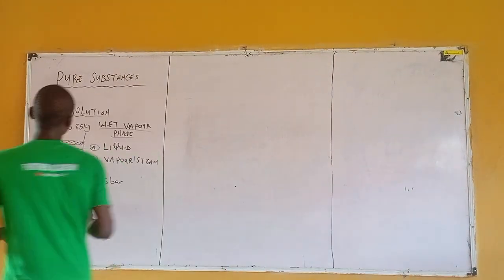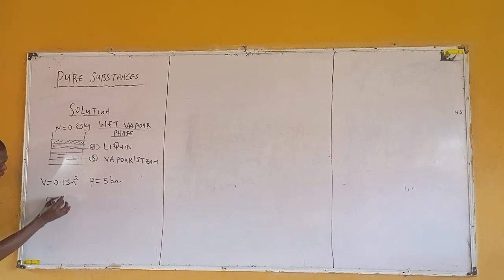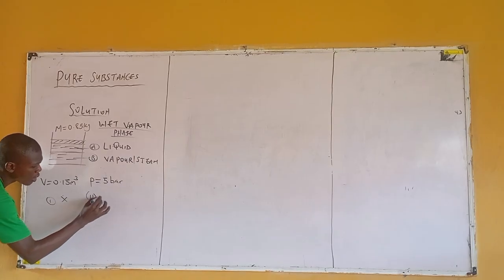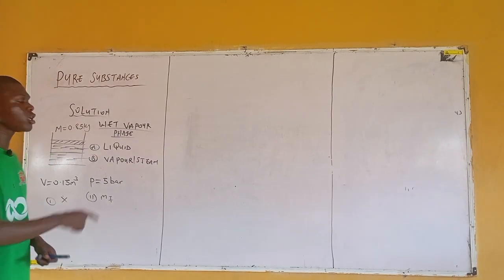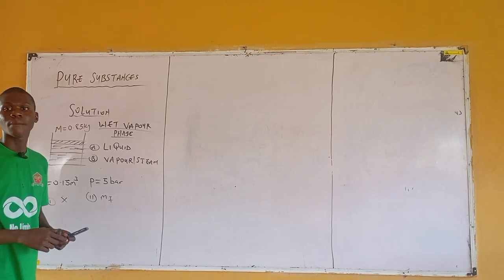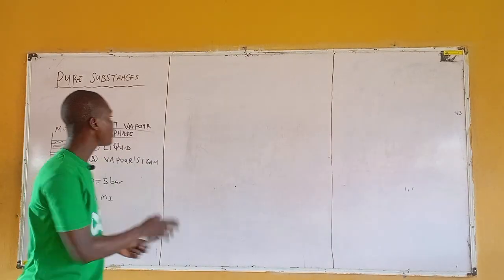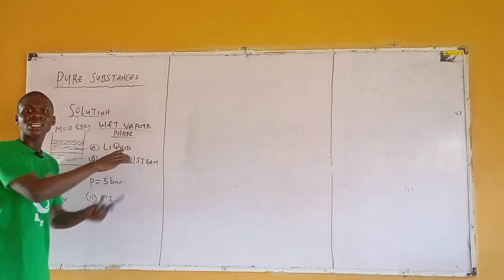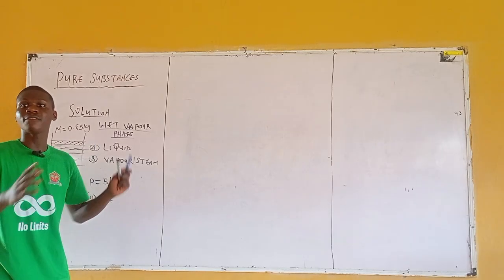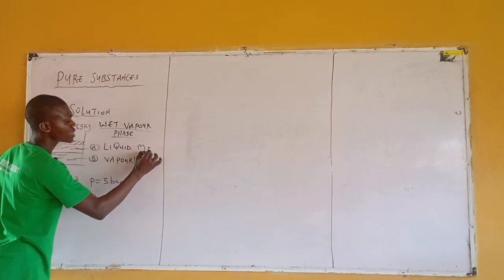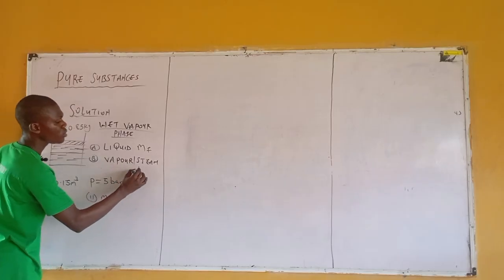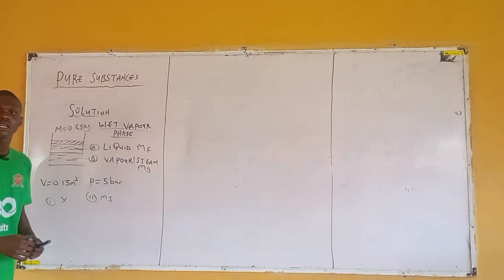Moving on, what do you have again? Determine, number 1, determine X. Number 2, mass of the liquid present. When you talk about liquid, what does liquid mean? Meaning the saturated liquid. If you have wet vapor phase, meaning saturated liquid and saturated vapor. So mass of the liquid means m subscript f. Mass of the vapor means m subscript g. You understand what I'm saying?